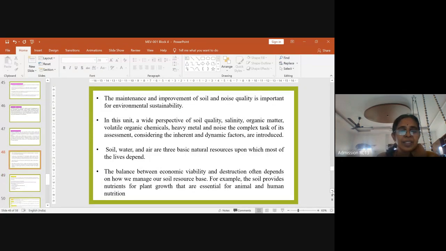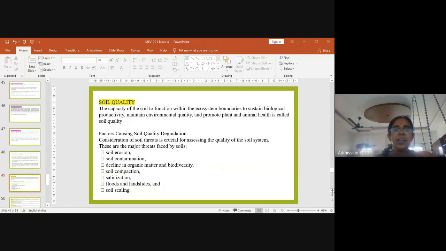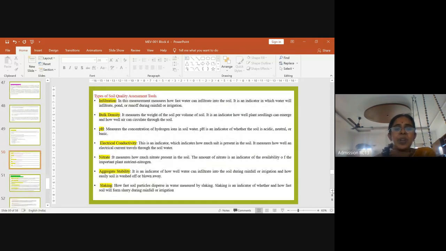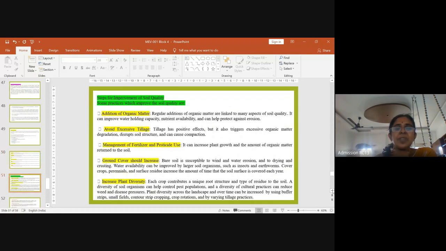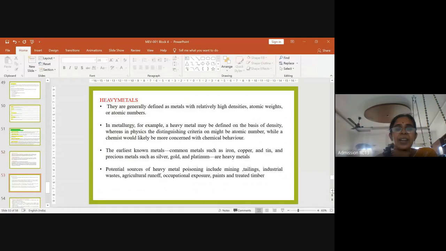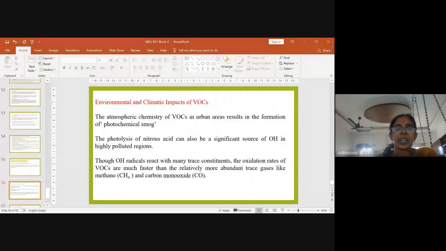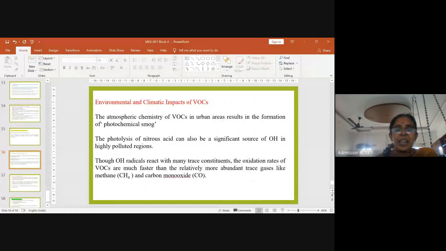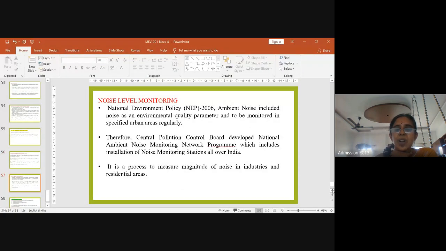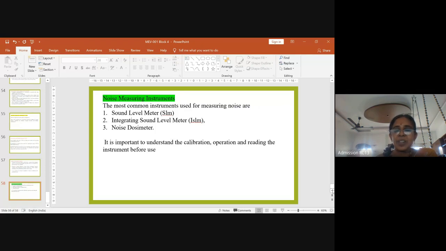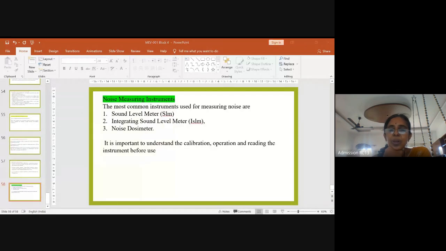And the next unit, that is the noise monitoring and assessment and the soil quality. You have the types of soil quality assessment tools and the steps for the improvement of soil quality, and you have the heavy metals, the volatile organic chemicals, environmental and climatic impacts of volatile organic compounds, noise level monitoring, and noise measuring instruments. So this is about block 4, which has all the 4 units.